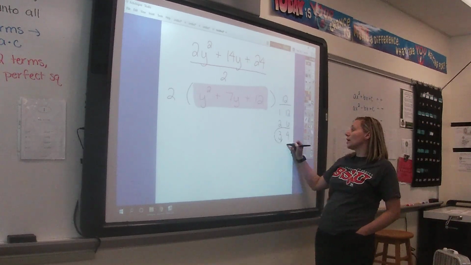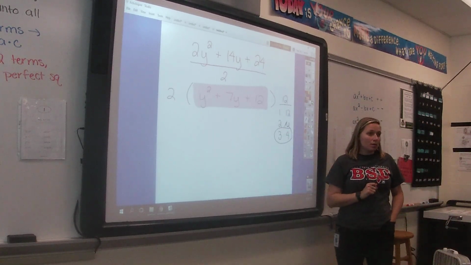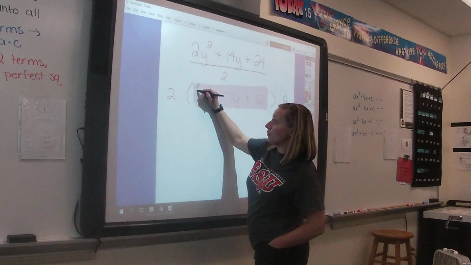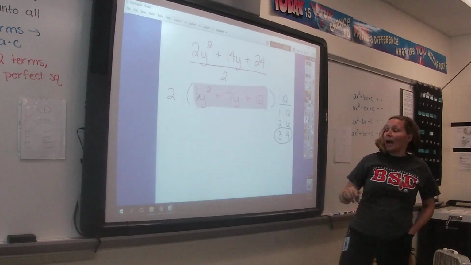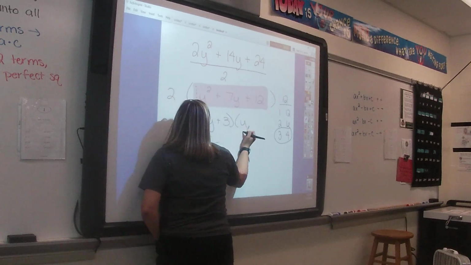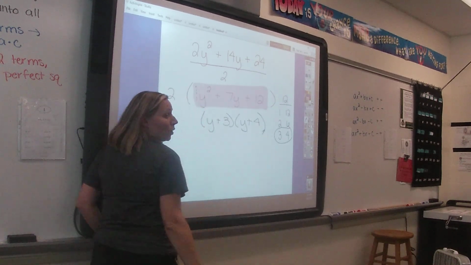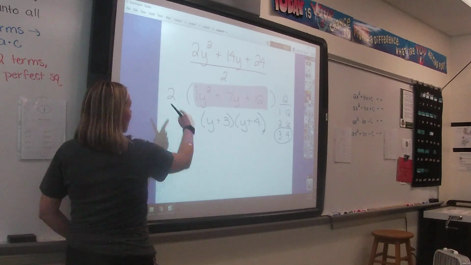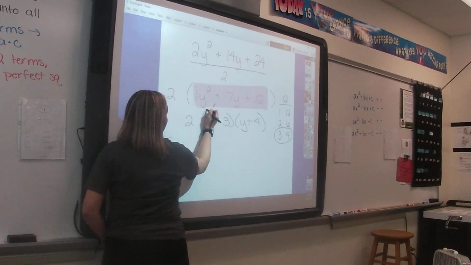Can I use the shortcut? Yeah, because there's a 1 right here in front. Which means I can factor this into y plus 3 and y plus 4. What's the answer? Well, my 2 still comes down in front.